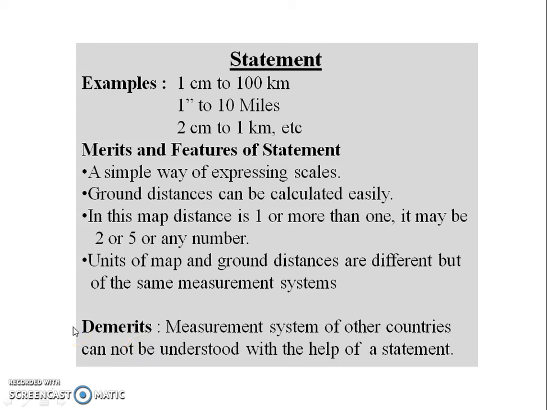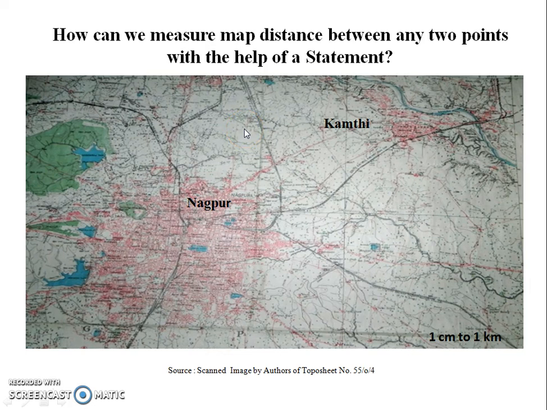The first important feature of statement is that in this, map distance is 1 or more than 1. It may be 2 or 5. Another feature is that units used to express map and ground distances are different but of the same measurement system. In the above given examples, map distance is in centimeter or inch and the ground distances are expressed in kilometer or miles.